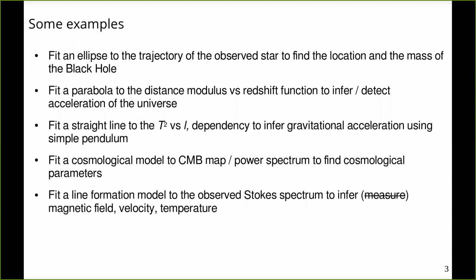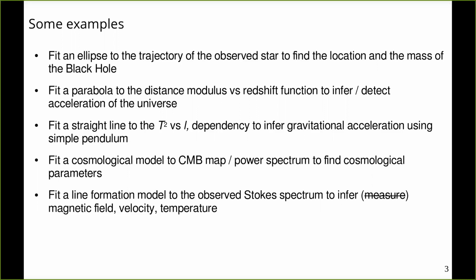Or, for example, the people who recently, well, is it recently? It is recently, got the Nobel Prize for the discovery of the acceleration of the universe. They were fitting a quadratic function to the dependency between the distance modulus and the redshift of the supernovae in order to confirm the fact that the universe is accelerating. Or my favorite example, something that you maybe even did already in high school, is to use a pendulum with different lengths and then fit the dependency between the square of the period of the pendulum and the length of the pendulum in order to determine the gravitational acceleration.